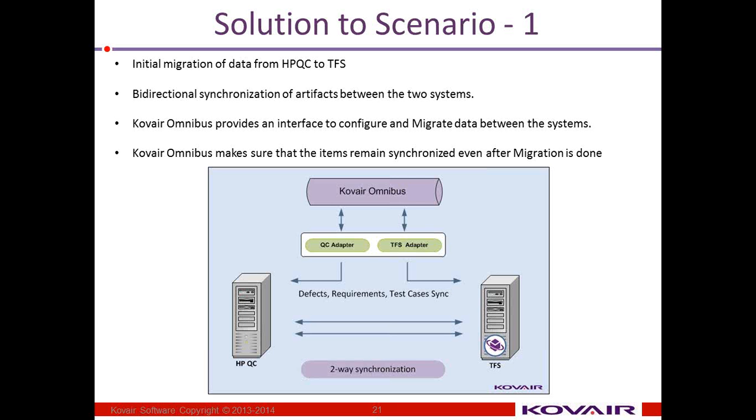So now we address scenario 1 and provide you the solution. Here you can see the first step: we do an initial migration of data from HPQC to TFS. Next, the bidirectional synchronization of artifacts between these two systems is automatically established. You modify a test in TFS, that gets reflected in HPQC and vice versa. Next, Kovair Omnibus provides an interface to configure and migrate data between these two systems.